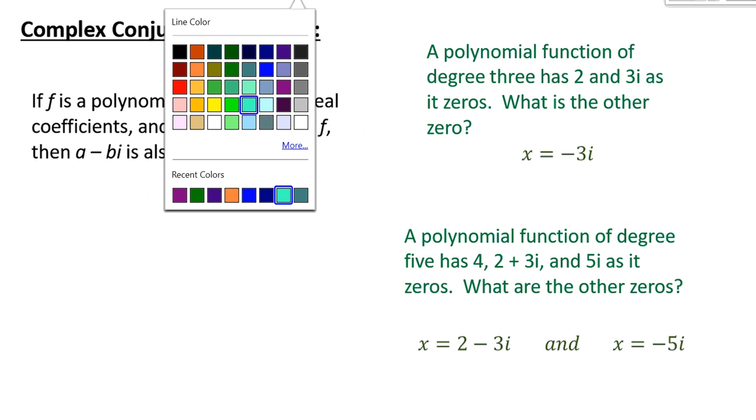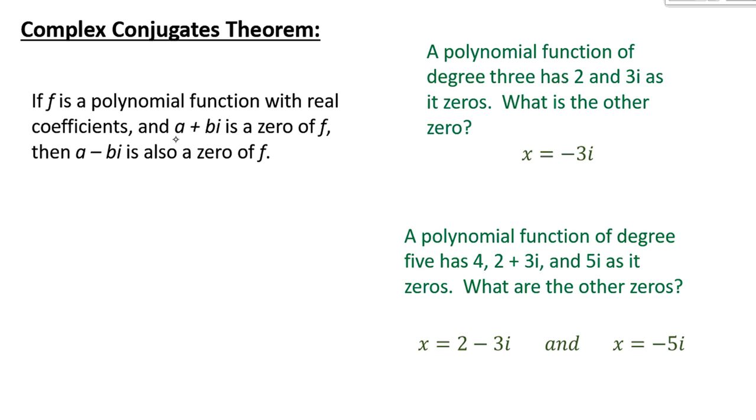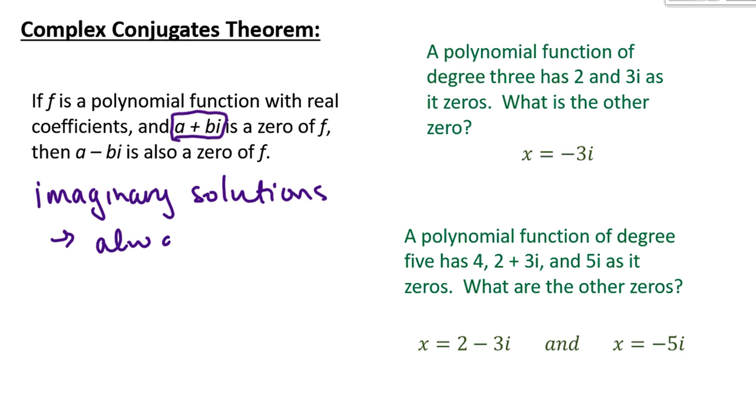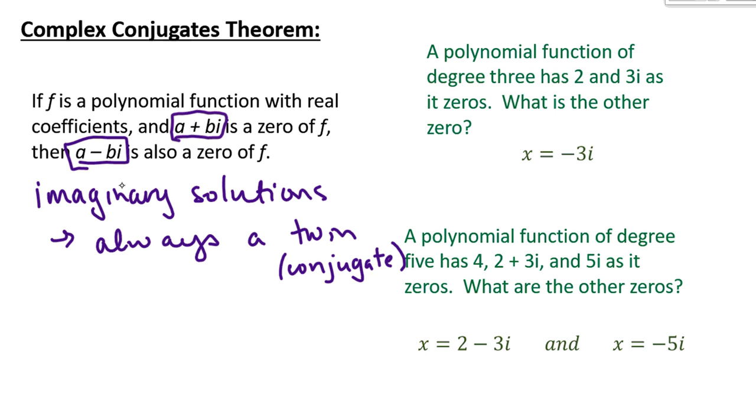Okay, next theorem, this one's called the complex conjugates theorem. All it says is if you have a complex number as a solution, something with an i, an imaginary solution, there is always a twin, which is called a conjugate. So if a plus bi is a 0, then a minus bi is also a 0. For example, this is a polynomial function, degree 3, that has 2 and 3i as its zeros. What's the other one? Well, if we have positive 3i as a 0, then we have negative 3i. And that's all it is.